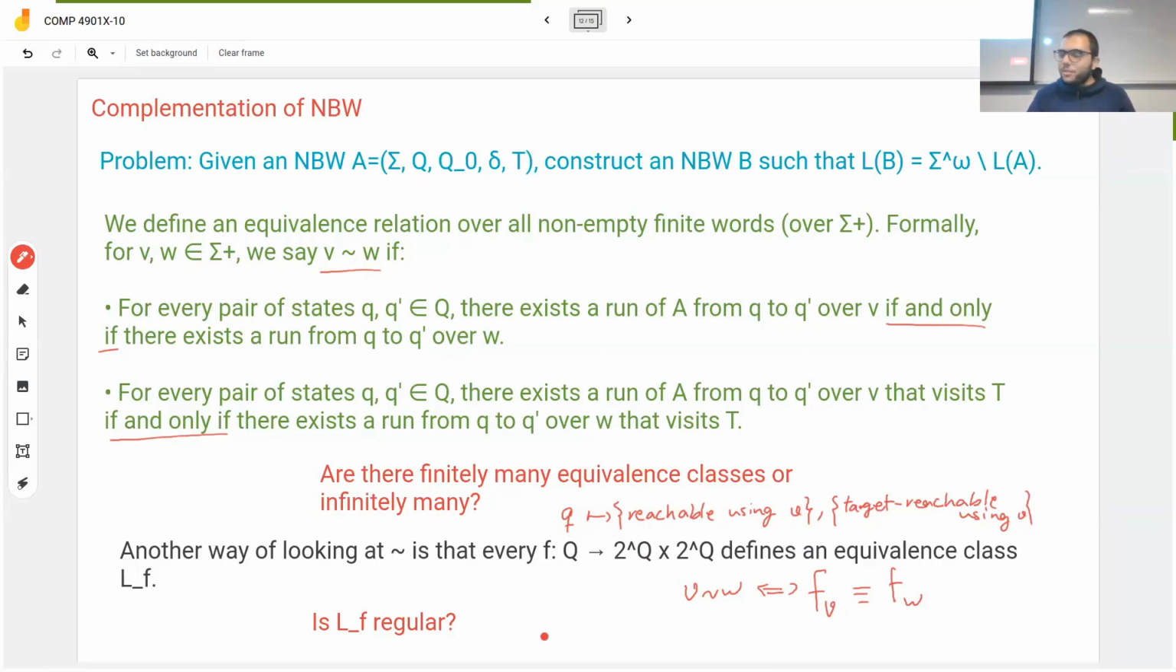Okay, so what is this function? This function is basically giving you a bunch of constraints. It's saying that I want to accept words such that, for example, if I start at the state u and I apply this word, I can get to the state u prime. Okay. You can easily write an NFA that basically accepts that, right?